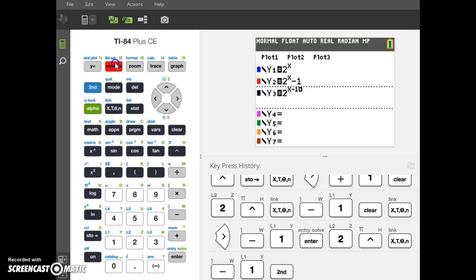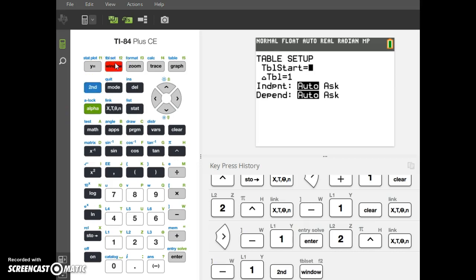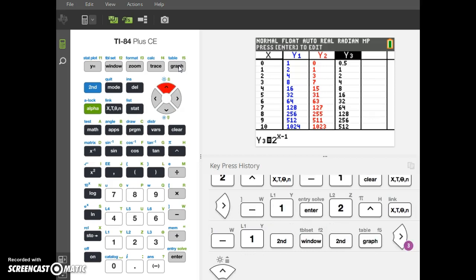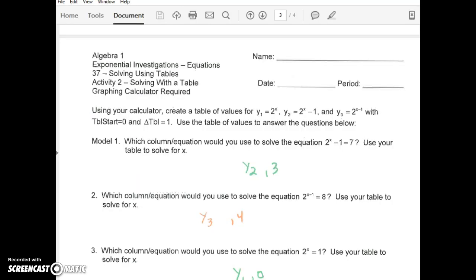We should have it already set up from before, but I'm just going to double check, and it is good. So I'm going to go to second table and take a look at my equations. So again, y1 is 2 to the x, y2 is 2 to the x minus 1, and y3 is 2 to the quantity x minus 1. Okay, notice the difference in how they're written. All right, we're going to go ahead and take a look at the questions then.